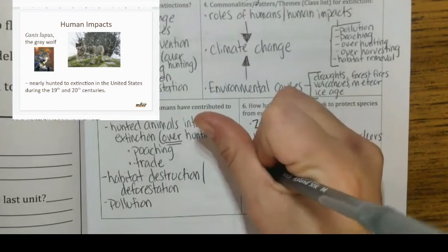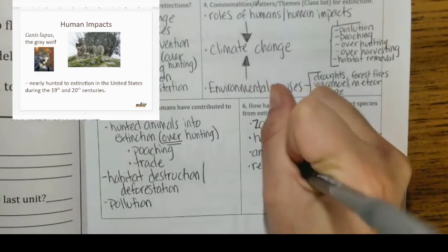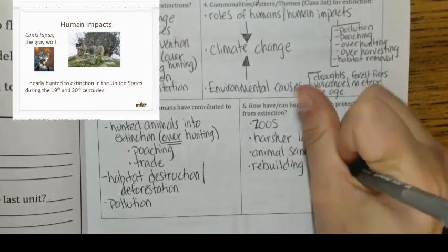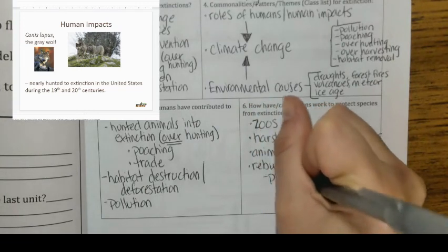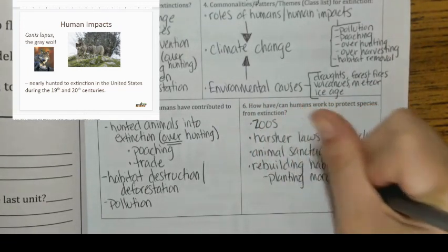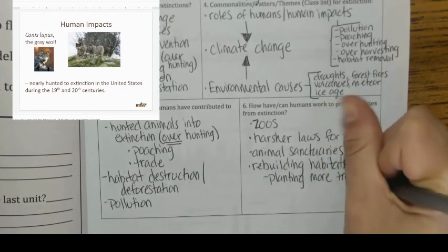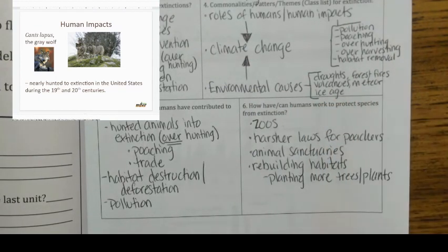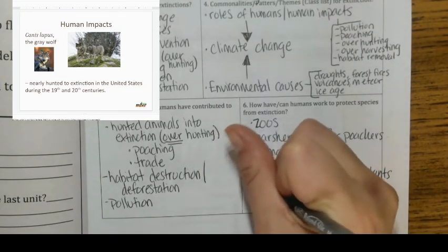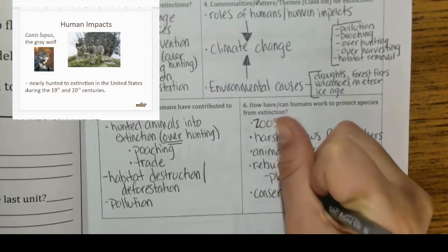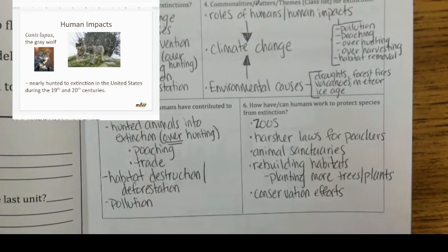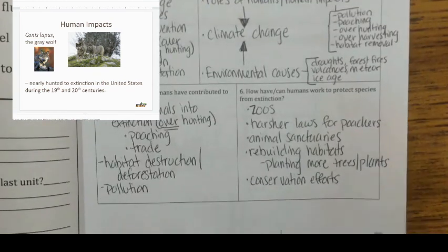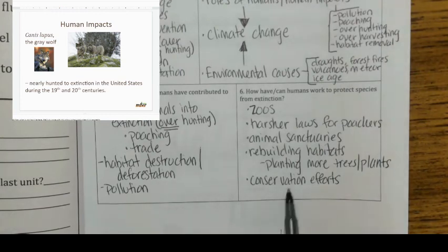We can work on rebuilding habitats, like planting more trees. And then lastly, going along with animal sanctuaries, some conservation efforts to keep the areas how they are and to make sure that we are protecting the land and the animals that are around us naturally.